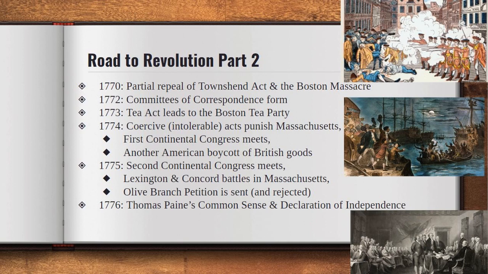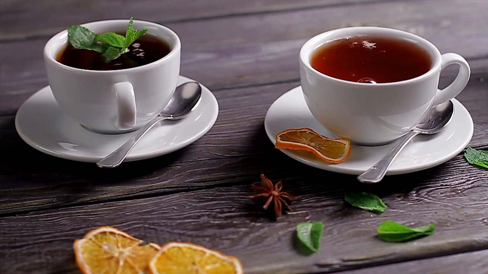Continuing on, intercolonial unity increased as colonial elites increasingly discussed important matters through their committees of correspondence. And then in 1773, another crisis in Boston was sparked as the British passed the Tea Act, and local Bostonian patriots protested the act by dressing up as Native Americans and dumped tea into the Boston harbor.